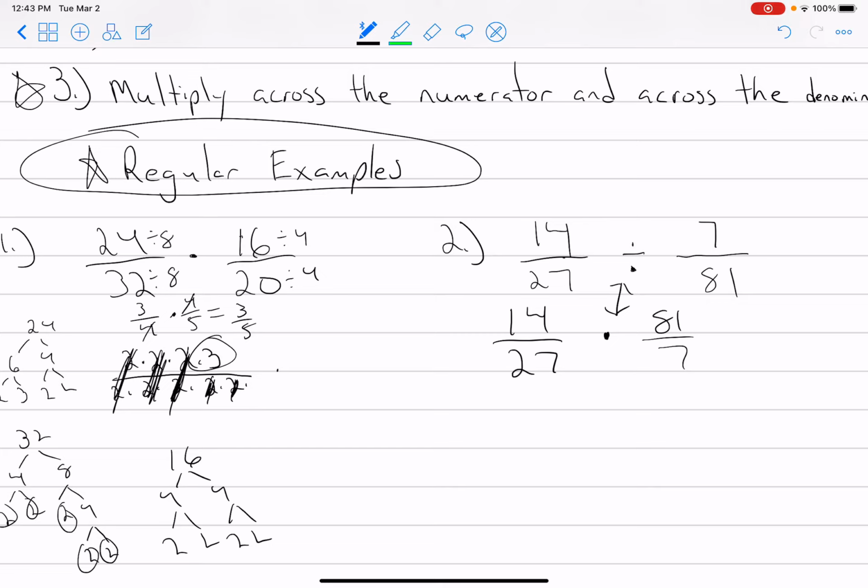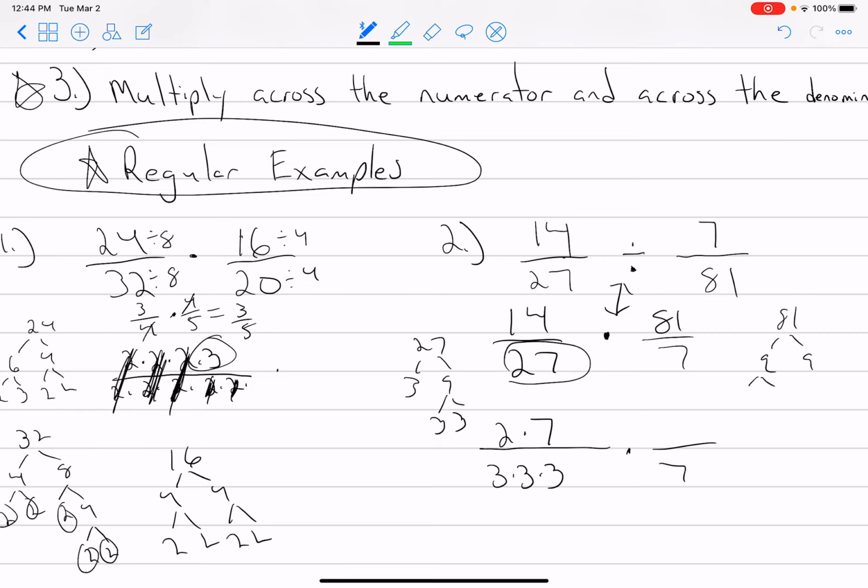And again, I can do factoring, but I can do simplifying. So I'm going to factor. 14 is what? 14 is 2 times 7. 27 is 3 times 9, so it's 3 times 3 times 3, right? 27 is 3 times 9, and 9 is 3 times 3. 81 is 9 times 9, which is 3 times 3 times 3 times 3. And 7 is just 7.